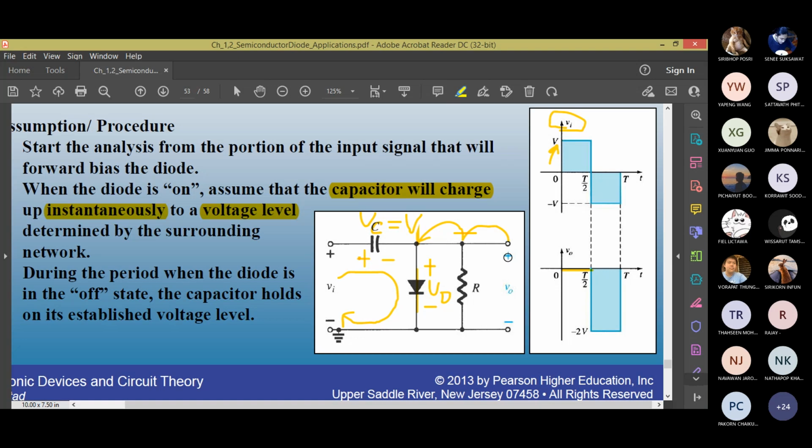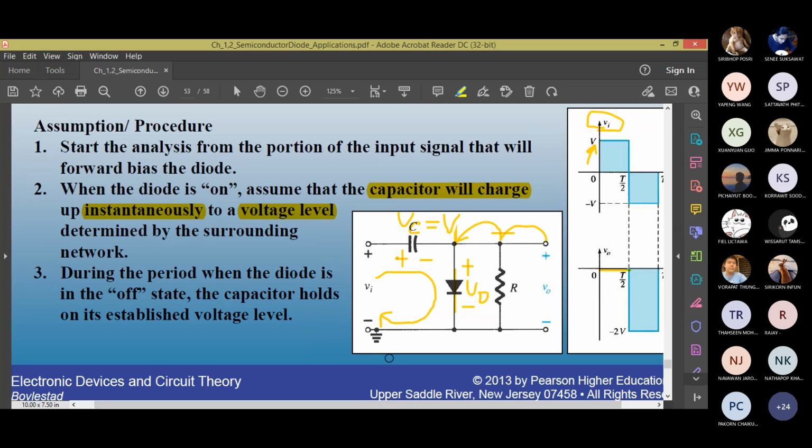Yes, sir. Okay, so you have analyzed the half cycle where the diode is turned on. Now, when the diode is turned on, the capacitor got the voltage VC equals V with this polarity, plus minus, because current is flowing clockwise. We finished the half cycle, and the capacitor voltage is this, plus minus V.